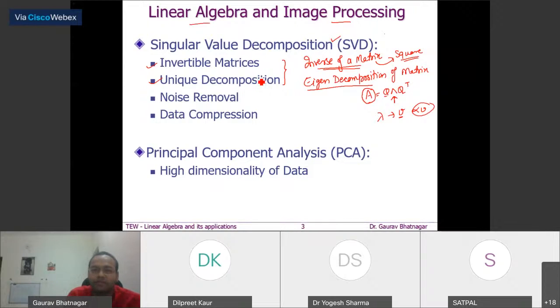But from the image processing point of view, we have two other things called noise removal and data compression. As this lecture progresses, we will see these particular applications as well. And the ultimate goal of this lecture series is to culminate the whole process with a widely used technique called principal component analysis, which is actually based upon the singular value decomposition. And it will help us to reduce the dimensionality of the data.